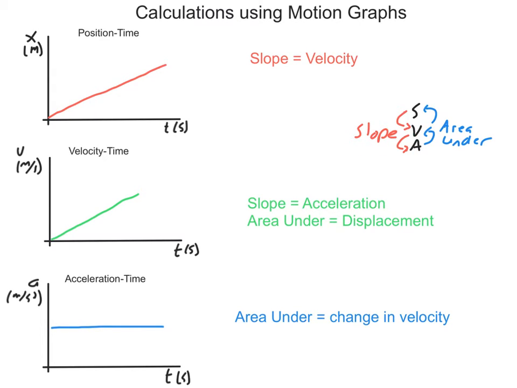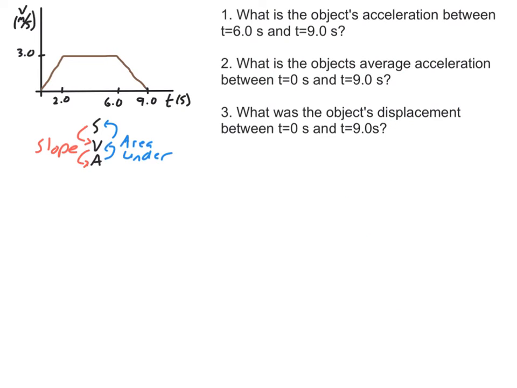Or maybe I have an acceleration time graph. Put your finger on the type of graph that you have, and then follow the arrow to get what you want. Let's say I want the change in velocity. Follow the arrow up. All right, let's try a couple of example problems now. Number one, what is the object's acceleration between t equals 6 and 9 seconds? So I have a graph here.